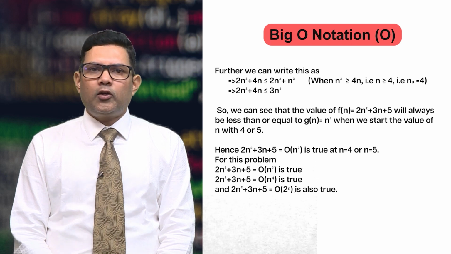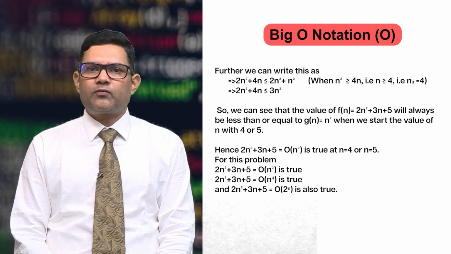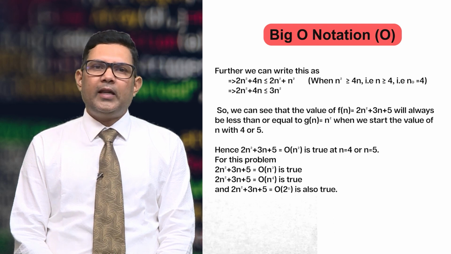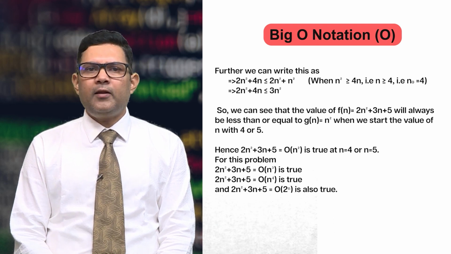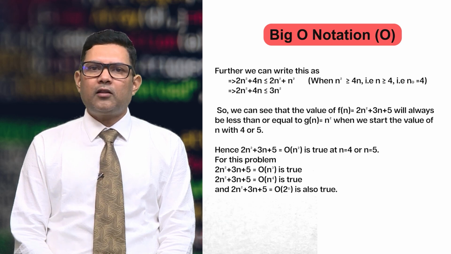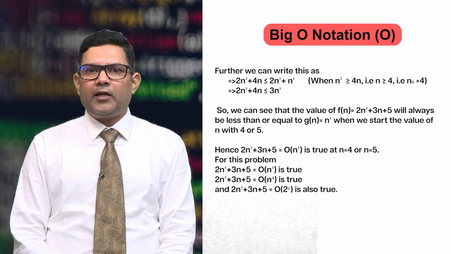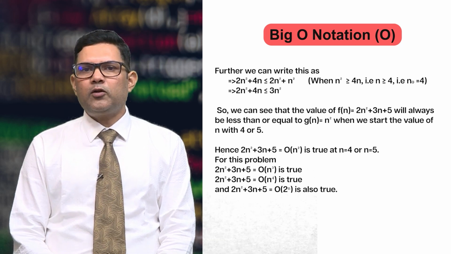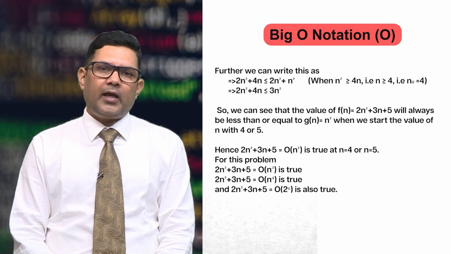Okay. So we conclude that the function f of n equal to 2n square plus 3n plus 5 will always be less than or equal to g of n, that is n square, when we start the value of n with 4 or 5. That means this n naught we can set as 4, or for the upper limit we can start the value of n naught at 5.